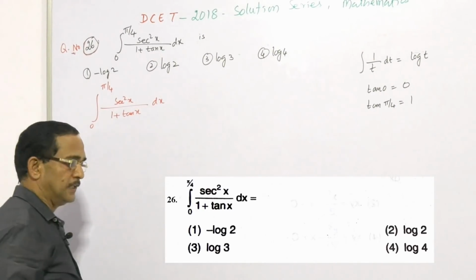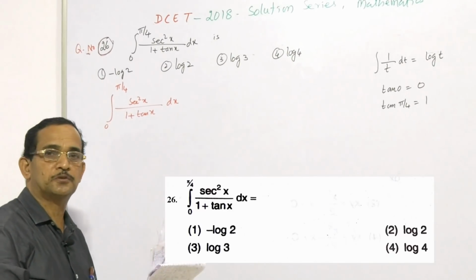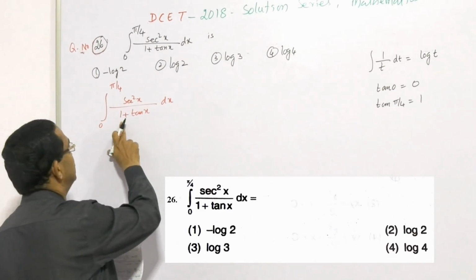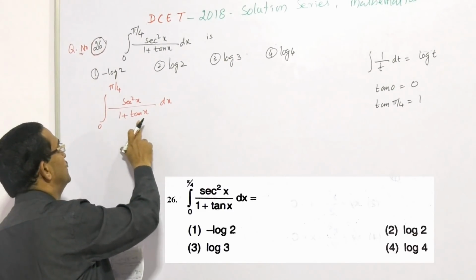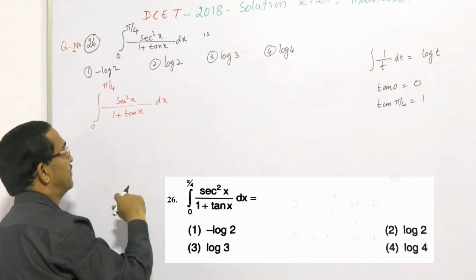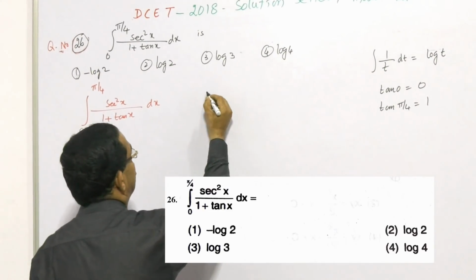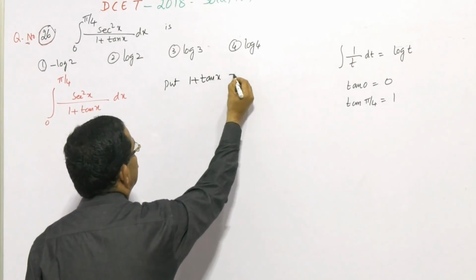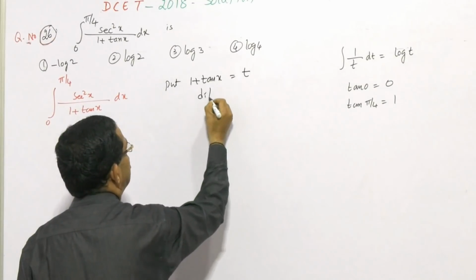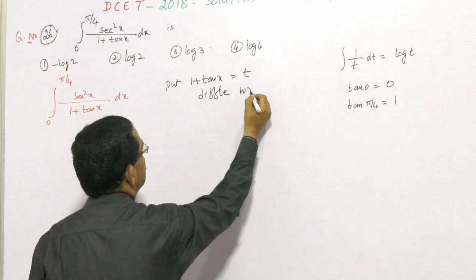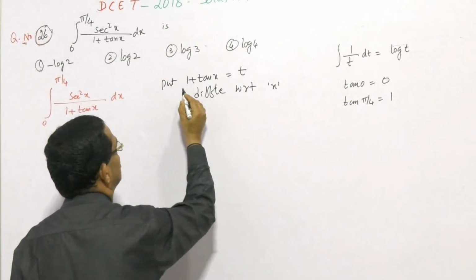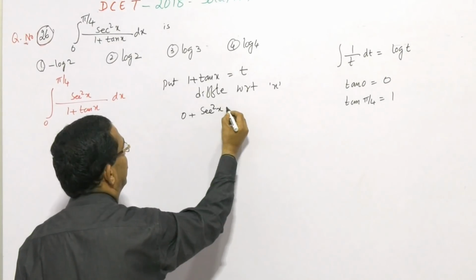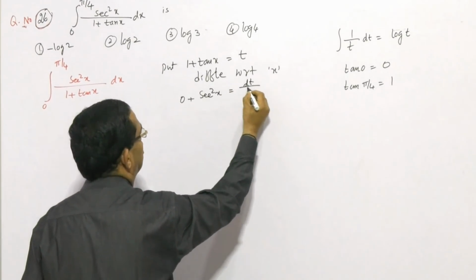I told you that is the method of substitutions. Without method of substitutions, we are unable to solve this type of problems. What he has to do, see this one, if I differentiate 1, what I am getting? 0. If I differentiate tan x, what I am getting? Secant squared x. So therefore, what I am doing is here, put 1 plus tan x is equal to t. Differentiate this with respect to x.